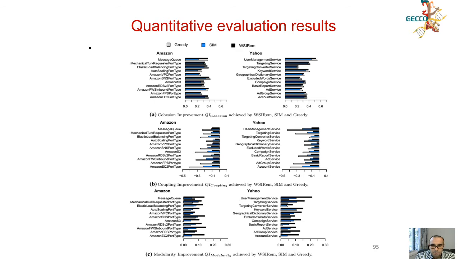But as a balance between cohesion and coupling, the modularity metric reflects a better trade-off between both cohesion and coupling. And here we clearly see that a multi-objective approach can achieve a better compromise or better balance between cohesion and coupling.